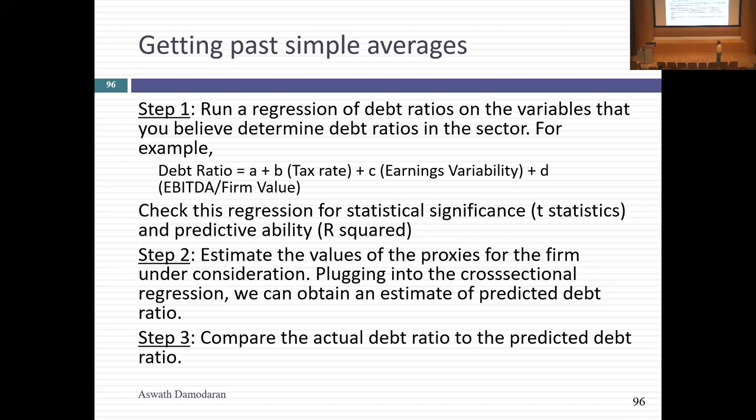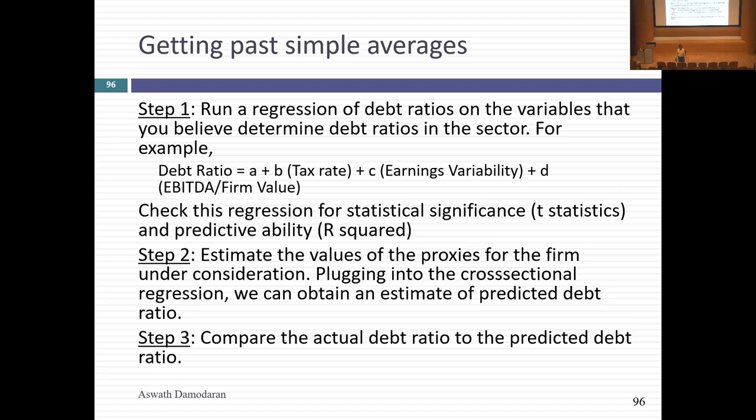How variable earnings are, in which case I'm going to measure the variance in earnings for every company. Again, the argument is companies with more variable earnings should have lower debt ratios. And finally, how much cash they generate, EBITDA as a percent of firm value. So I picked these variables deliberately because they reflected the trade-off on debt. I run this regression across the sector. Somebody with enough memory of statistics classes tell me what I do after I run the regression. We have regression packages now, debt ratios in three variables. What's the first number I look at to decide whether I'm even going to use this regression?